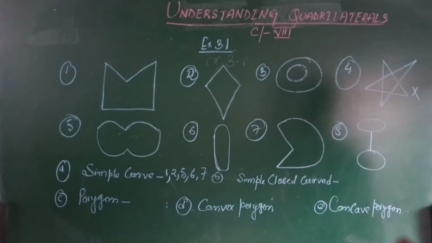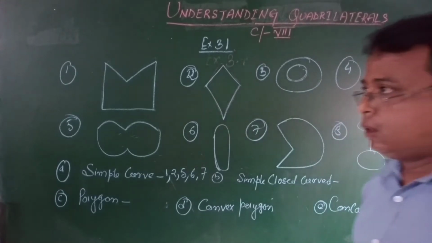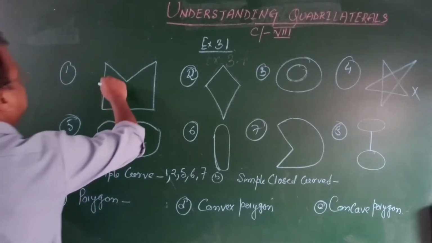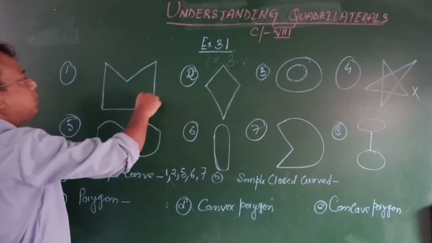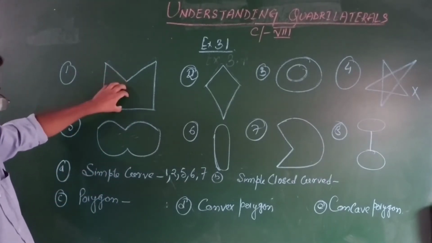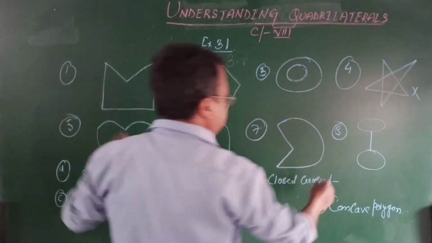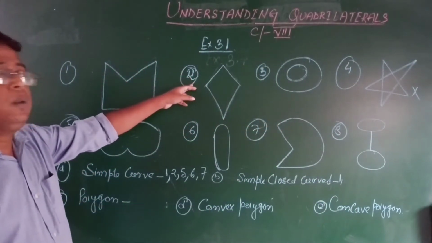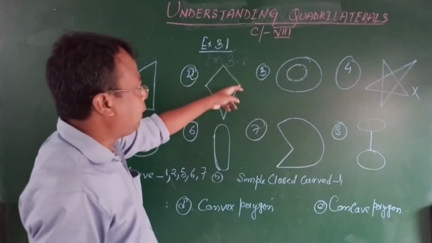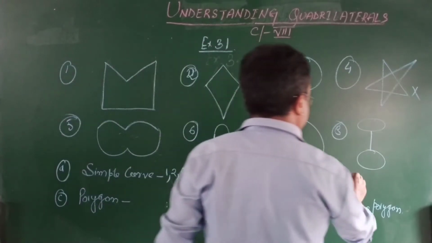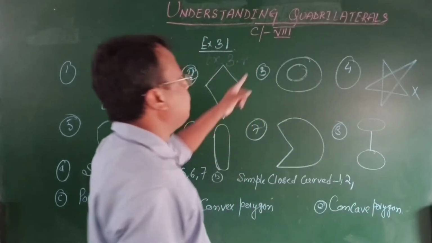Now come to simple closed curve. These are simple curves plus closed also. Now you see, is this a simple curve or not? Yes, this is a simple curve, but is it closed or open? It is closed. That's why figure number 1 is a simple closed curve. Figure number 2. This is also a simple closed curve. Figure number 2. And figure number 3.